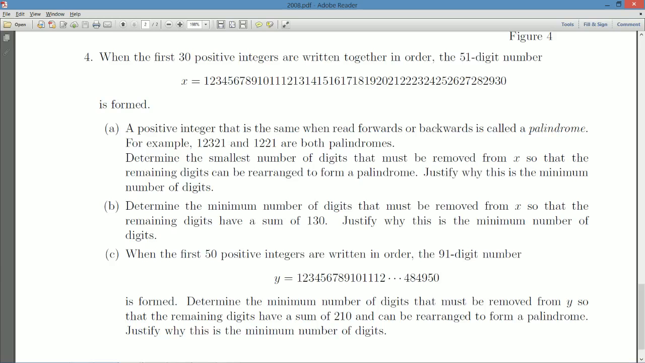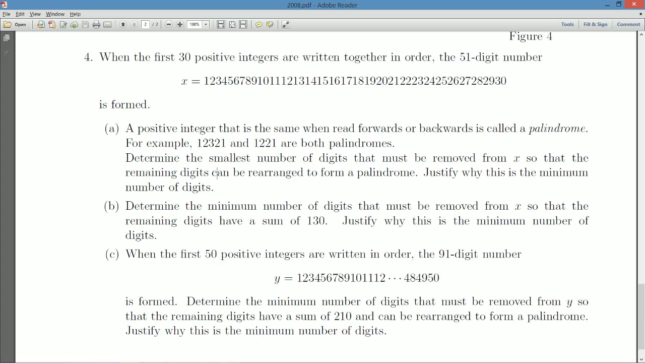Determine the smallest number of digits that must be removed from x, so that's the large concatenation of positive integers, the smallest number of digits that must be removed from x so that the remaining digits can be rearranged to form a palindrome. Justify why this is the minimum number of digits. Okay.